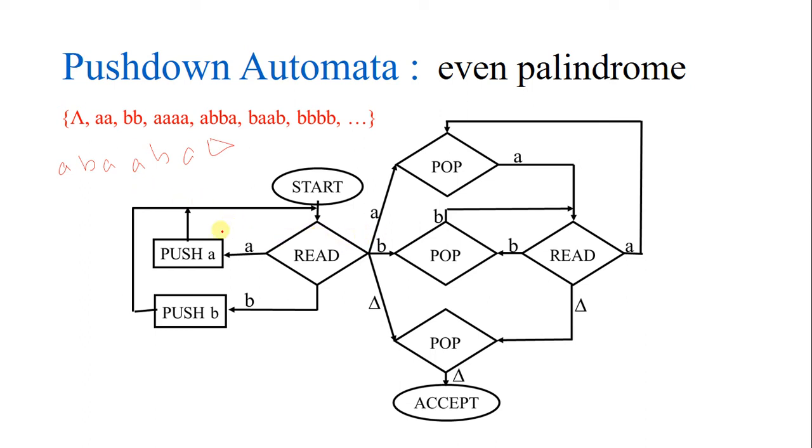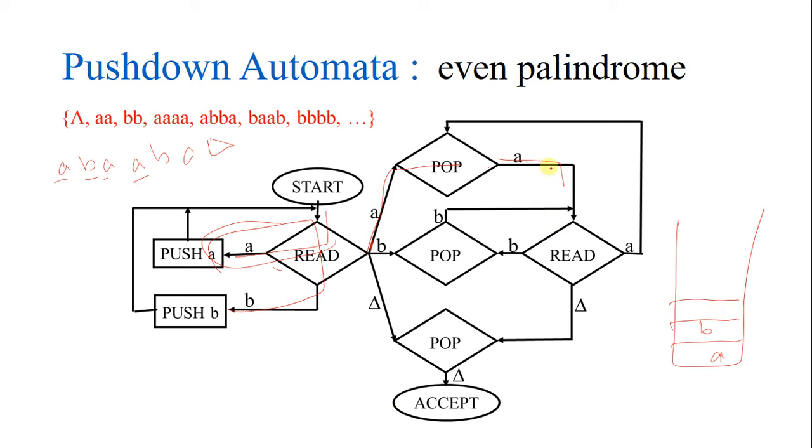So let's see, we read a, push it onto the stack, then we read b, push it onto the stack, then again we read a, push it onto the stack. Now for the next read, instead of moving in this direction, because it is non-deterministic, we need to be careful. Now we move in this direction, and here when we read a, we must pop a. We read this a, so we pop a.